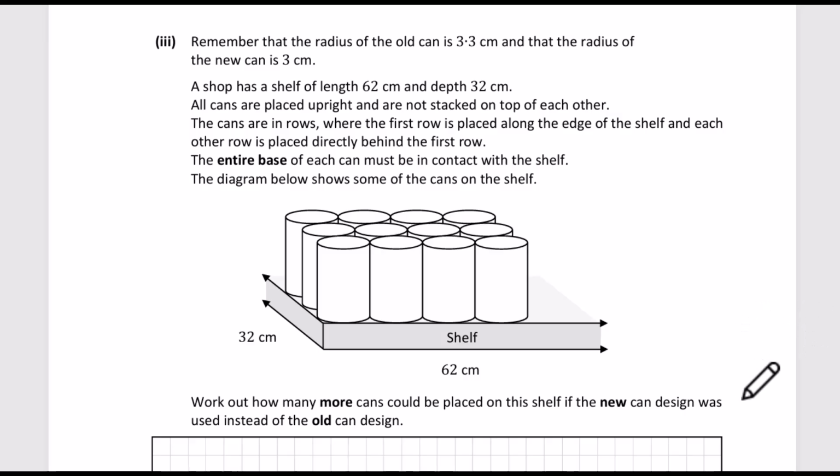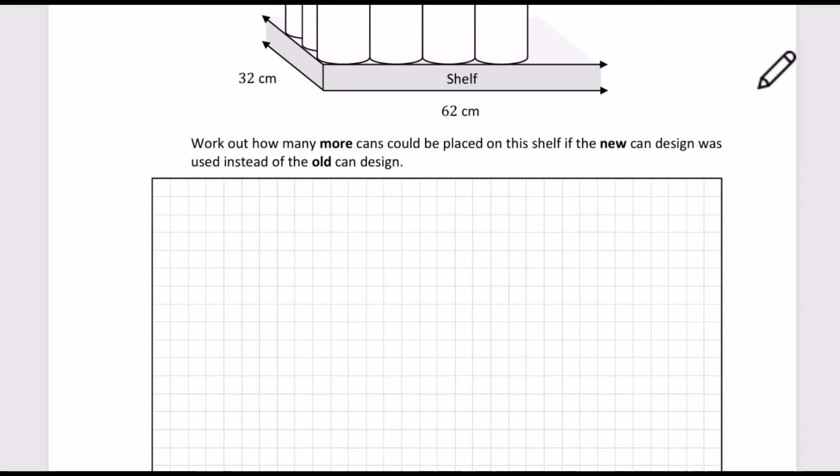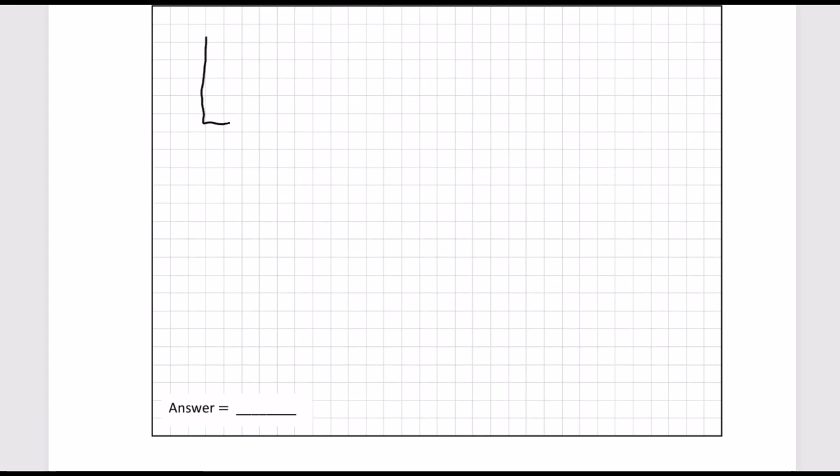Okay, so when I read this first, I kind of misinterpreted it. I assumed that there were 12 cans here already, and we had to work out how many more cans you could actually fit on this shelf. What we need to do is look at the number of old cans that we can put on this shelf in total, the number of new cans we can put on this shelf in total, and see what the difference is. So let's work through that. So if we look at the shelf itself, it looks something like this. It's rectangular. This length here is 62 centimeters, and along here you got 32 centimeters.